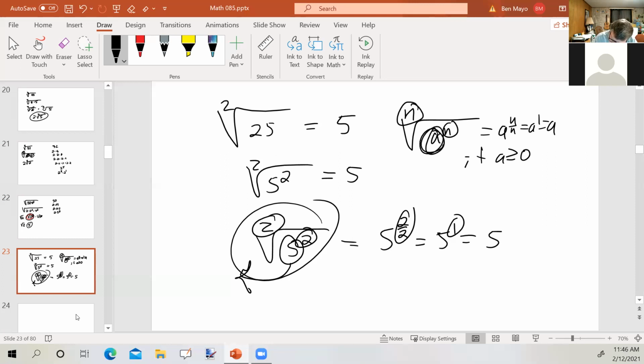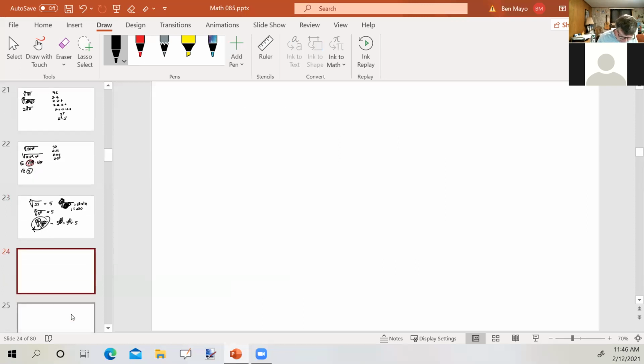Now, if this base is negative, but these are odd index and exponent, then it also works. But if the base is negative and we're taking an even root, then of course it's not real and we can't do that. Okay, now back to this problem.